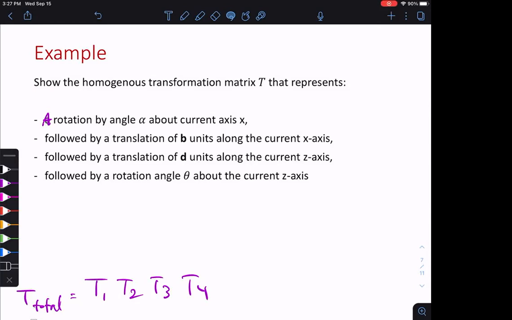If you finish this and you're confident your answer is correct, I encourage you to go to the next example and do that one.